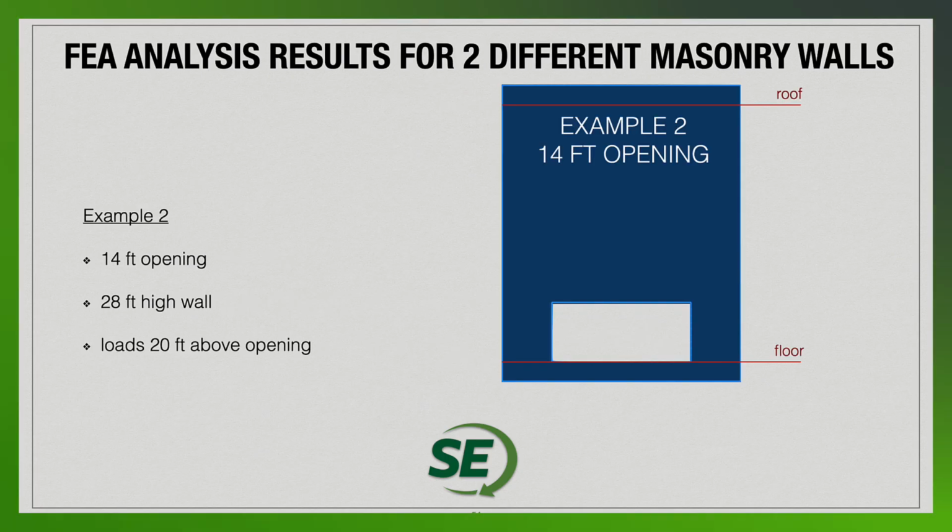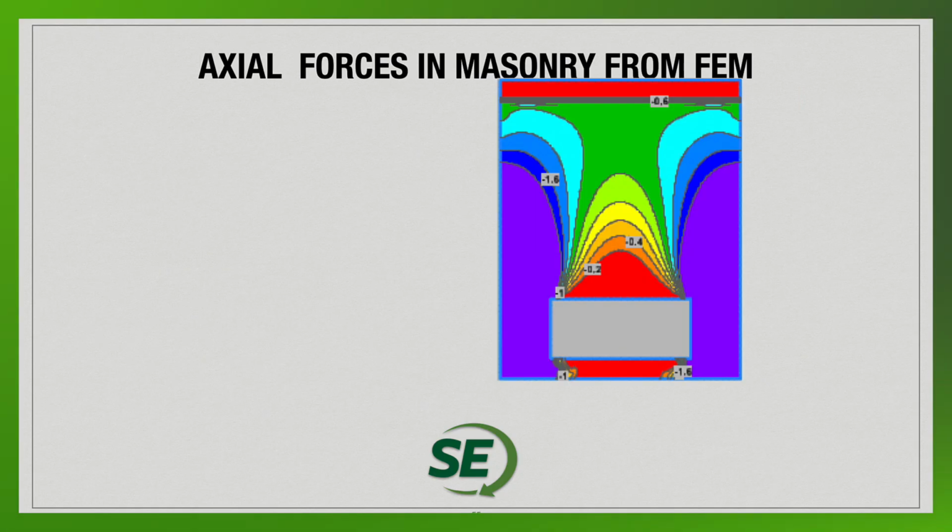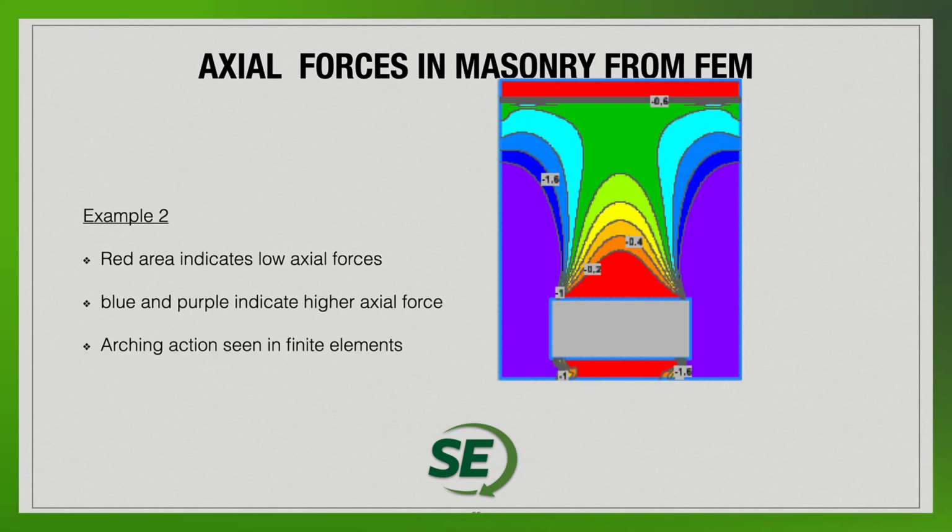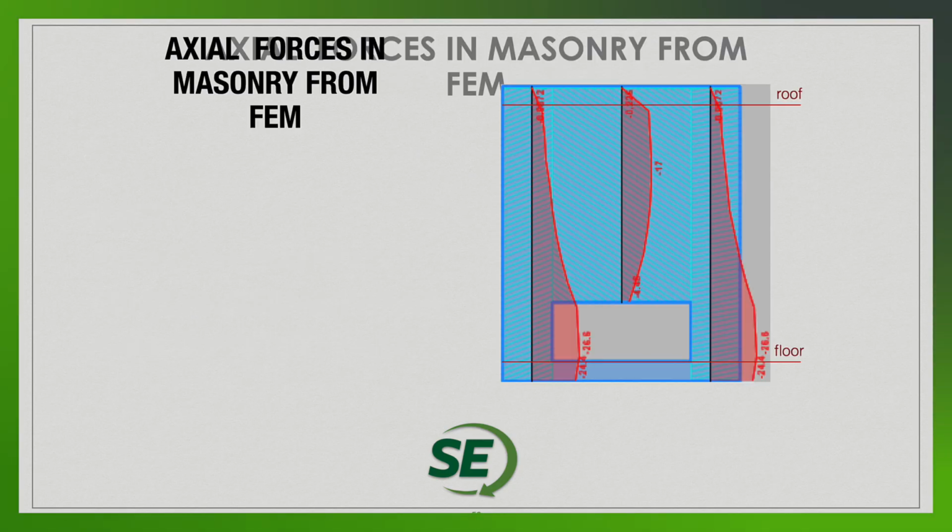So very same set of results. We're going to look at example number 2. We're going to look at a 14-foot opening. Again, same wall height, same area where the roof loads are going to be coming in. Again, we can see some very similar color contours. We can see some arching action occurring. We can see what some of the axial forces are going to be on these wall elements. We can take a closer look at the actual forces themselves.